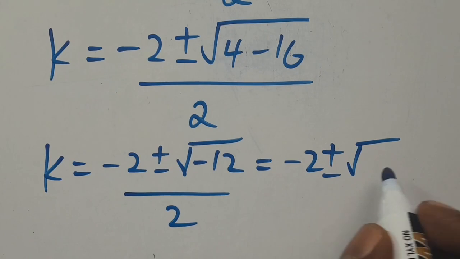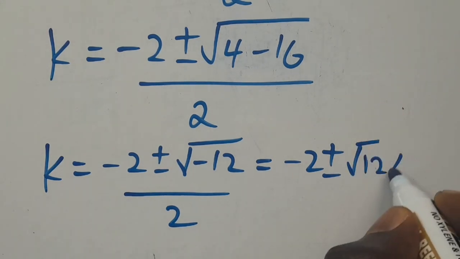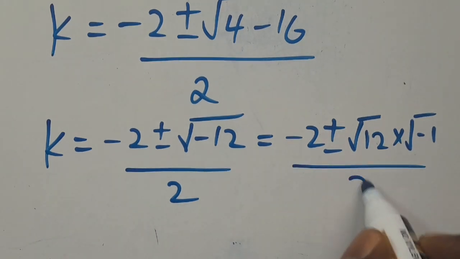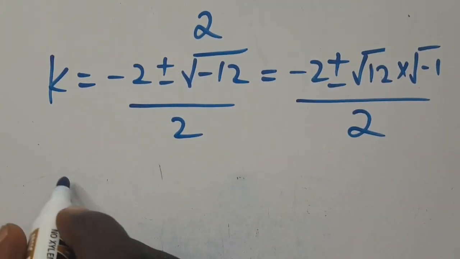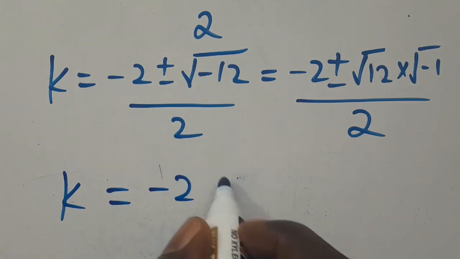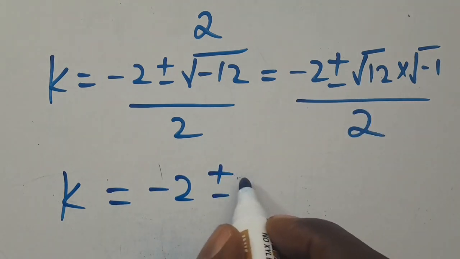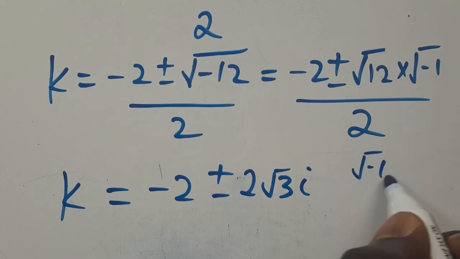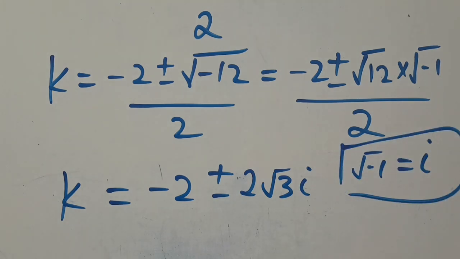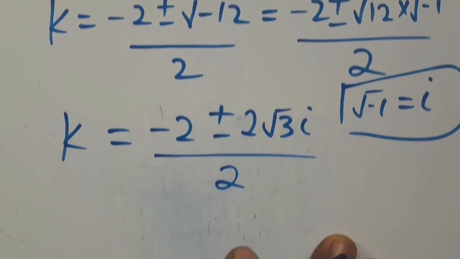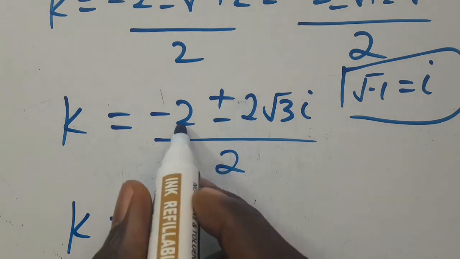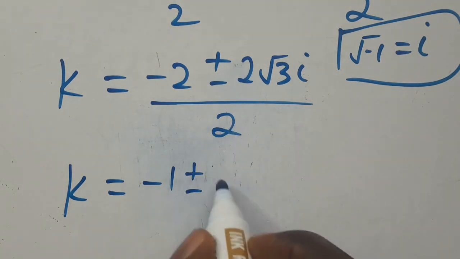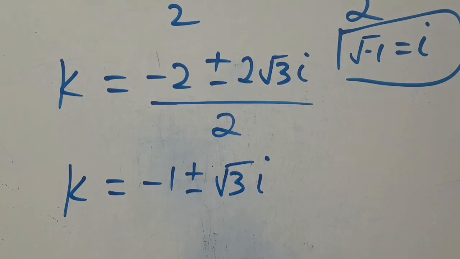Which equals minus 2, positive or negative, root of 12 multiplied by root of minus 1. We can simplify this to be equals this, divided by 2. So from here we have k to be equals minus 2, positive or negative. Root of 12 will be 2 root 3. Root of minus 1 equals i, a complex number, divided by 2. So we have k to be equals, this divided by this, we have minus 1, positive or negative. This divided by this, we only have root 3i.